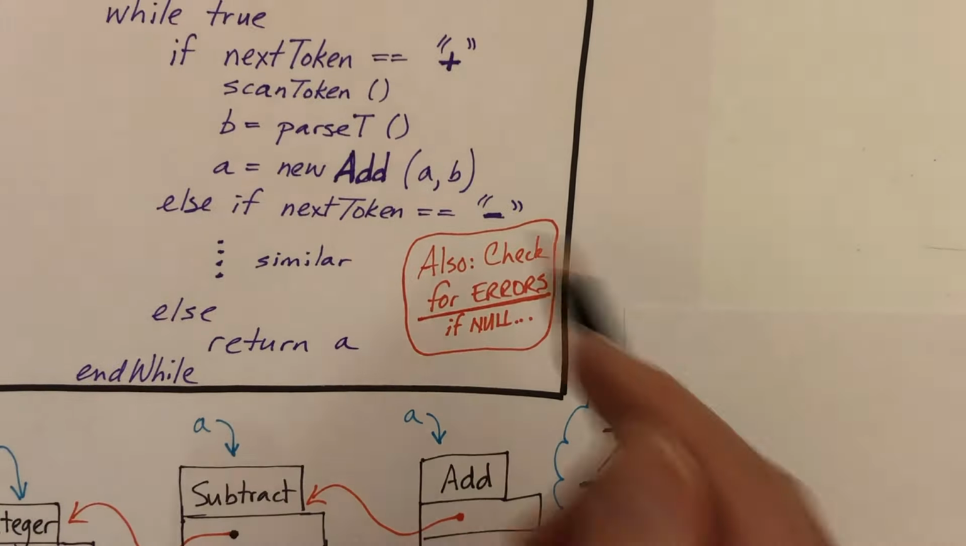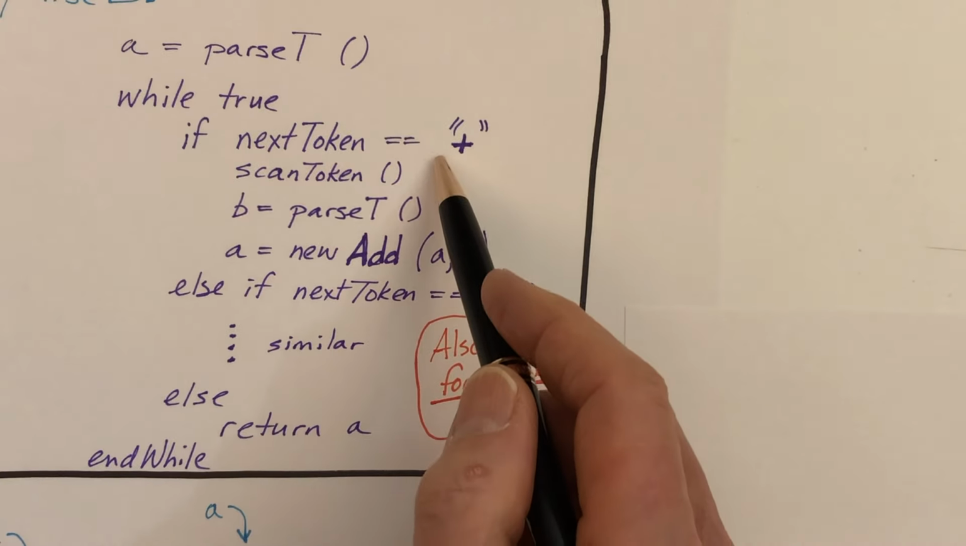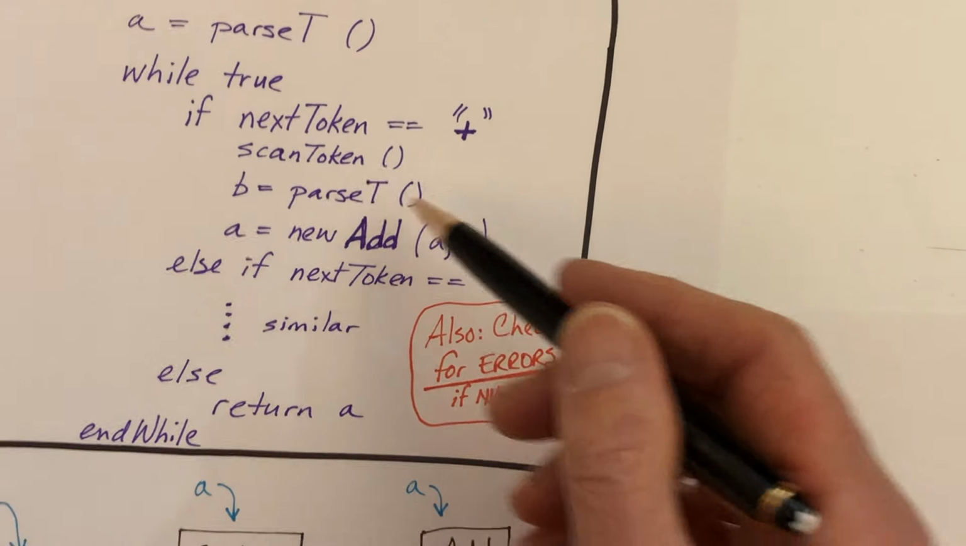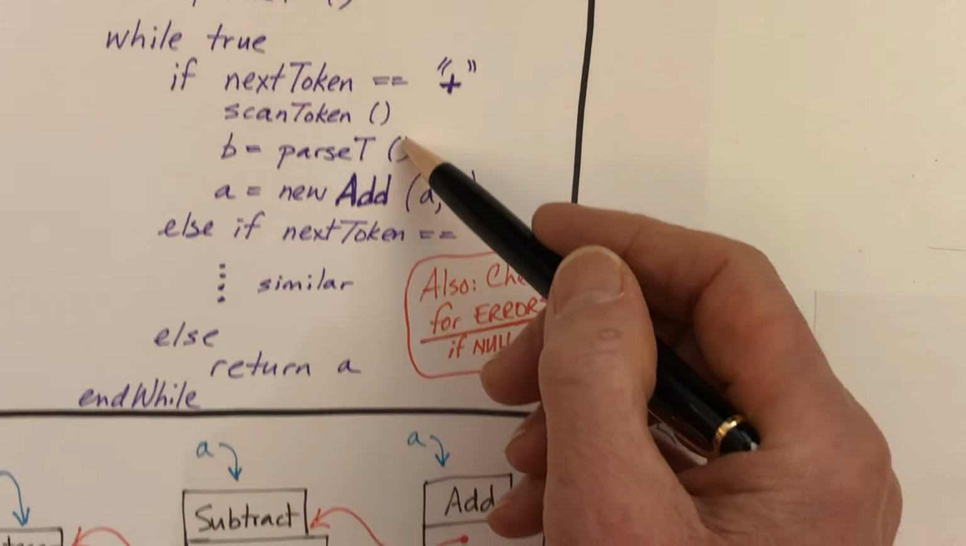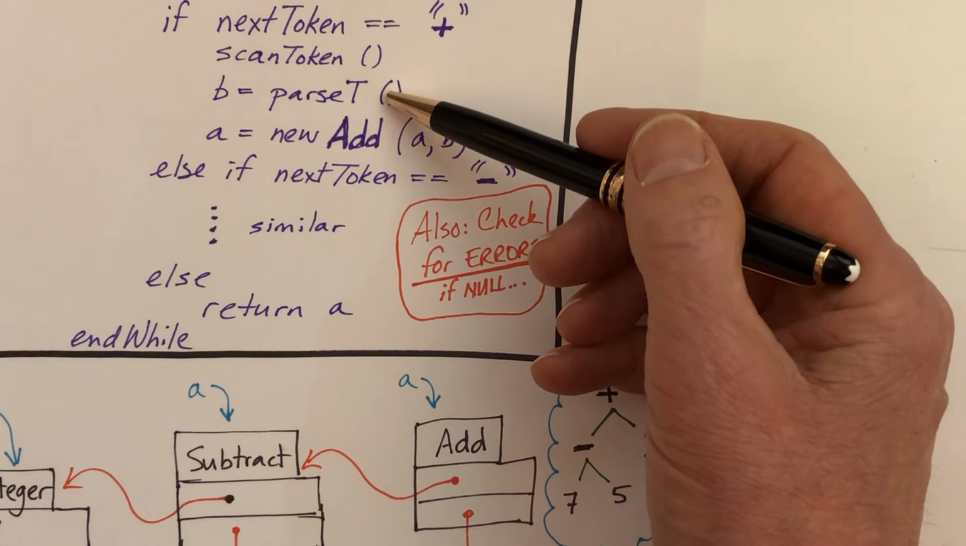And what happens? We see that the next symbol is a plus sign. So we scan the plus sign and call parse t. And here we pick up the 1.